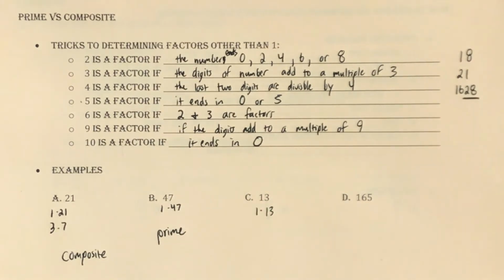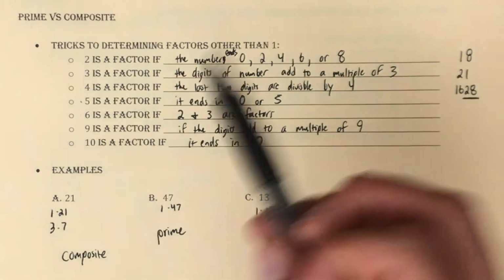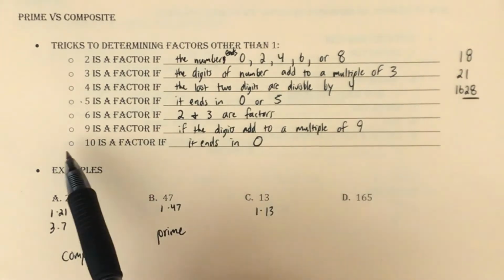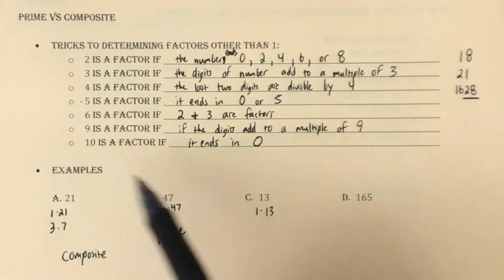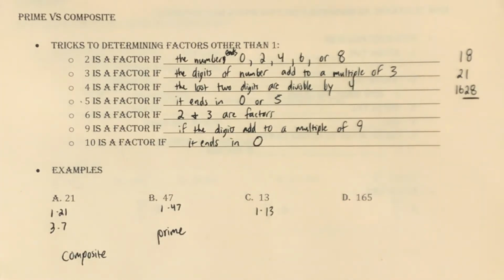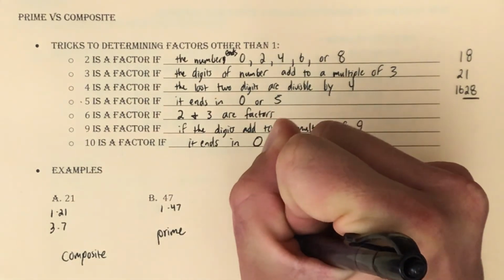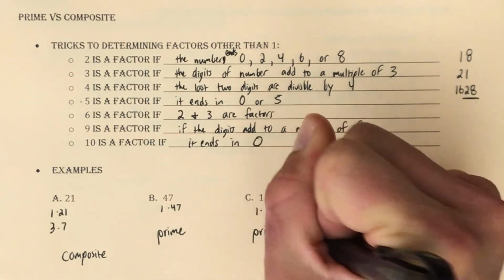Is 4 a factor? Are the last 2 digits divisible by 4? No, 13 is not divisible by 4. Is 5? It doesn't end in 0 or 5, so 5 doesn't work. Is 6? Well, 2 and 3 didn't work, so definitely not. 9? Well, 1 plus 3 again is 4. That's not a multiple of 9. And is 10? Nope. It doesn't end in 0. So if I kept going, obviously 1 and 13 are the only factors that can divide evenly into it. So this again is a prime number.